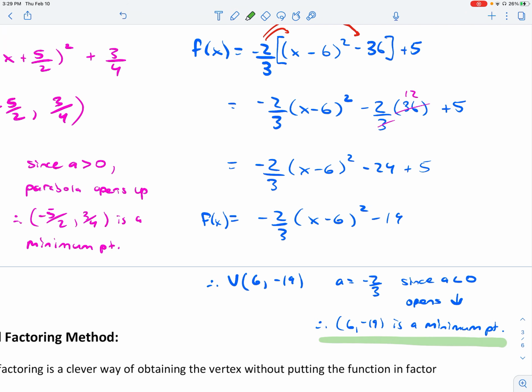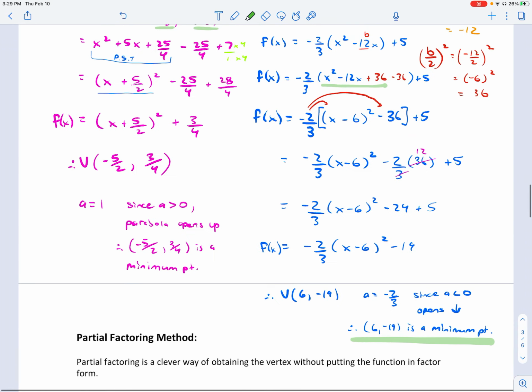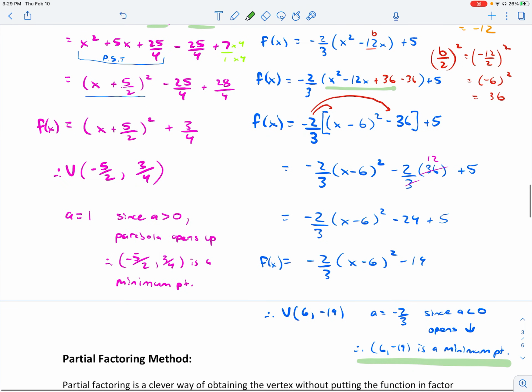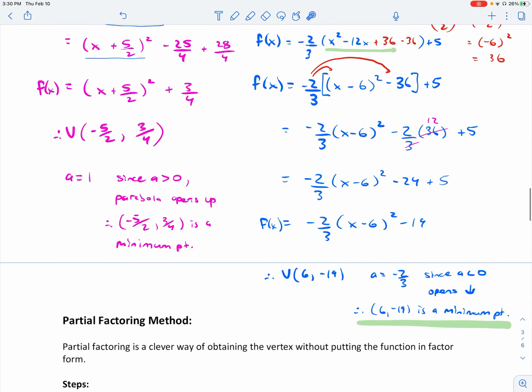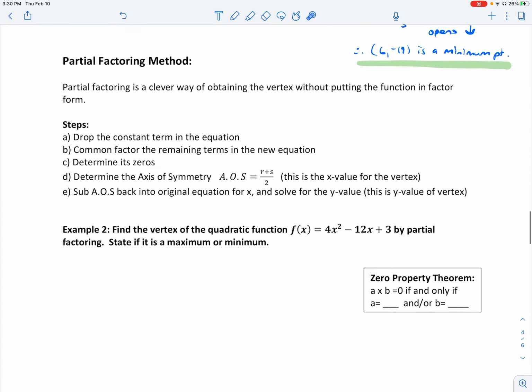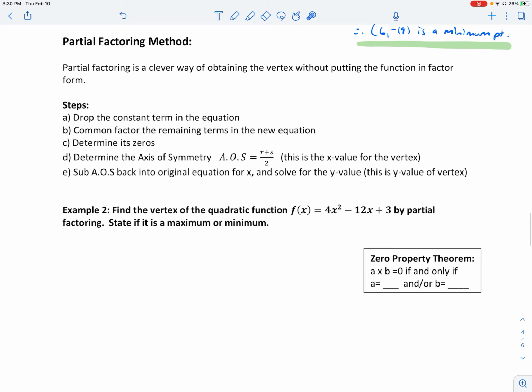We could actually draw a nice graph from this, just from getting the vertex, and even from the standard form, we have the y-intercept. That would be some good information to have if we were graphing. I'm going to pause this video for now and we'll resume it in the next video.